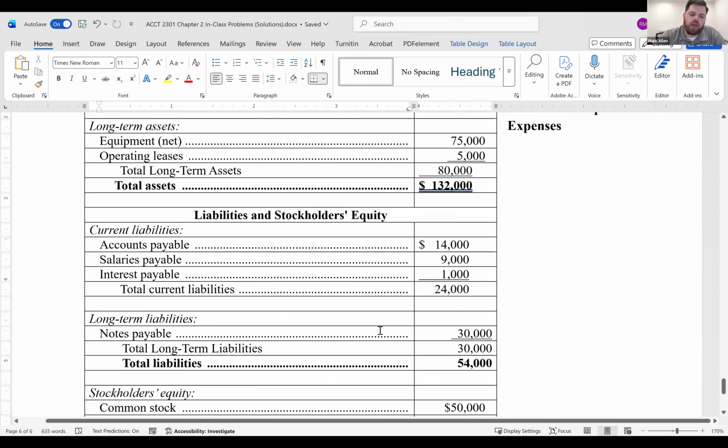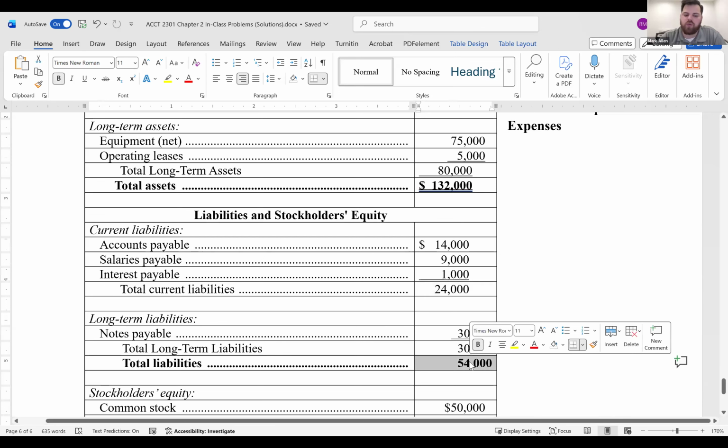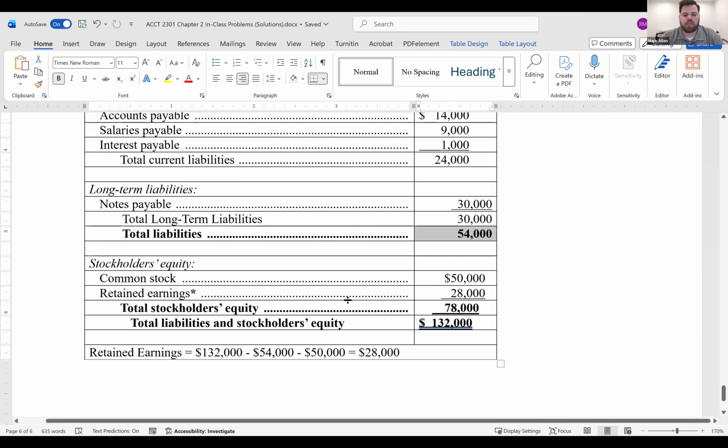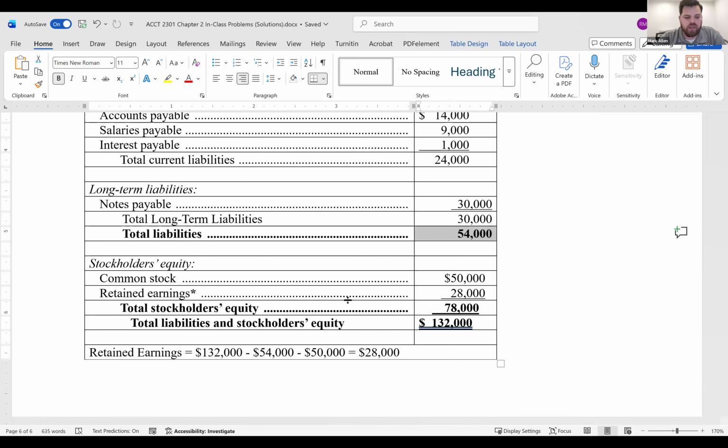Finally, for our liability section, we only had one long-term liability. It was indeed notes payable for $30,000. And so we then take the 30 plus the 24. So we do 24,000 plus 30,000, and we get 54,000 for total liabilities. Coming down then to our last section here, we have stockholders' equity. Now, common stock was given to us directly as 50,000. What was not given to us, if we go back, was retained earnings.